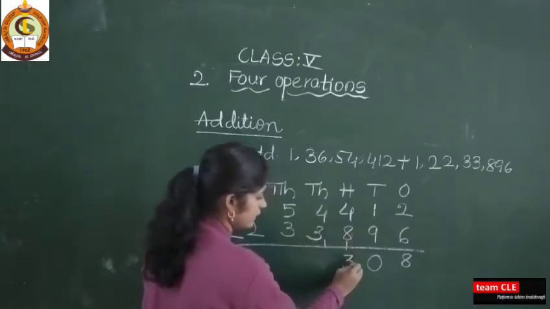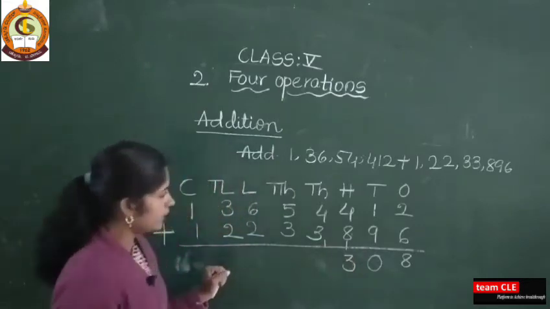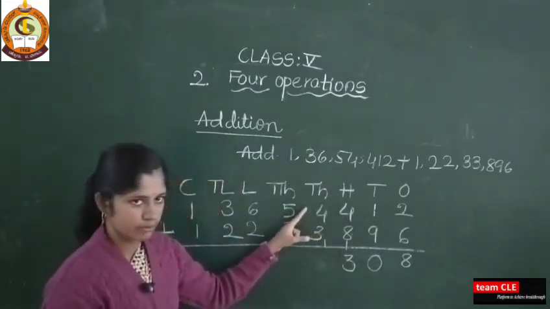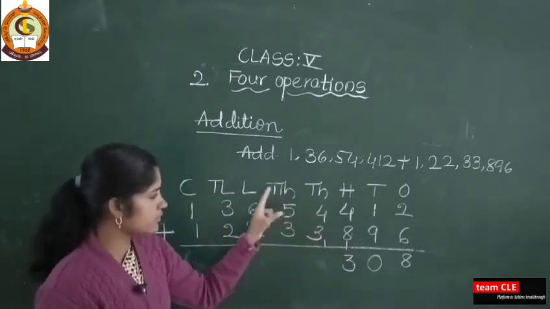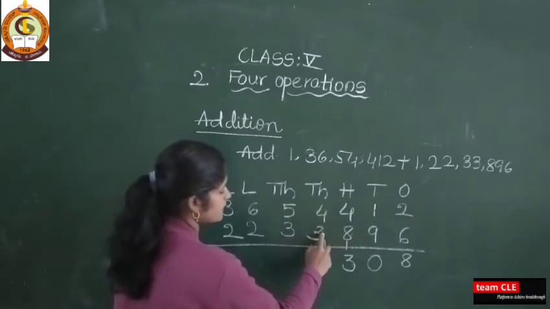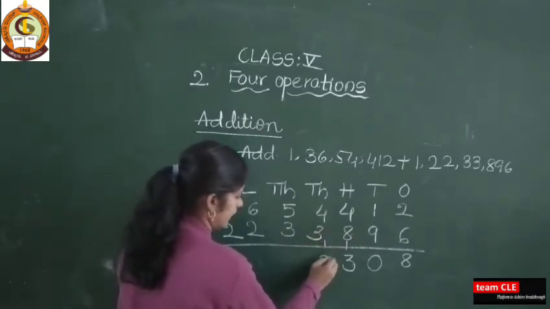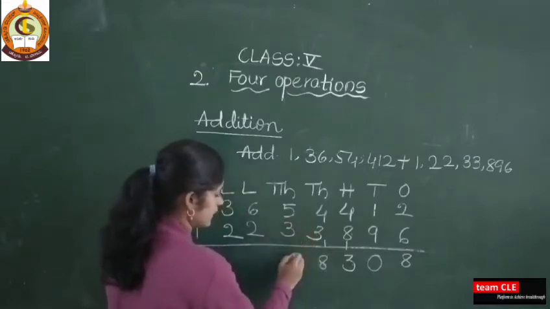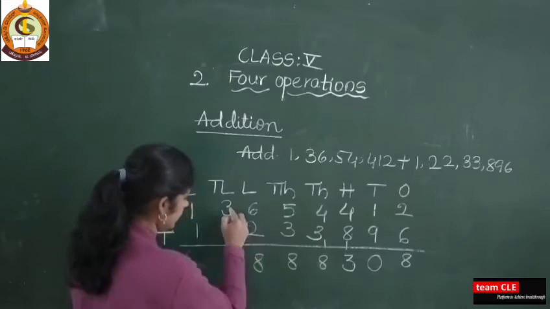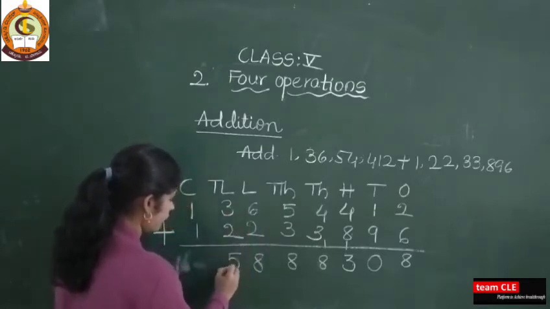So write here 3 and keep this carry in the thousand place. If you get carry in the 100 place, keep it in the thousand place. If the 1000 place, then you keep it in the 10,000 place. Next add here, 4 plus 3 is 7, 7 plus 1 is 8. Next 5 plus 3 is 8, 6 plus 2 is 8, 3 plus 2 is 5.